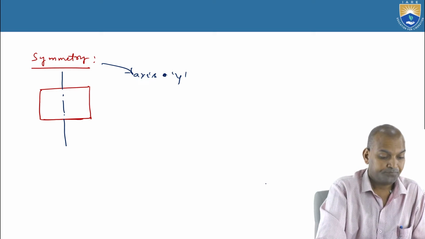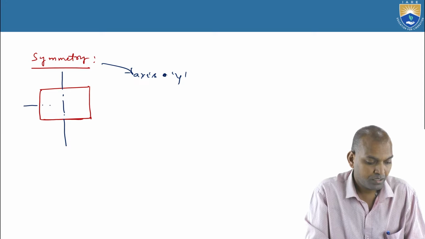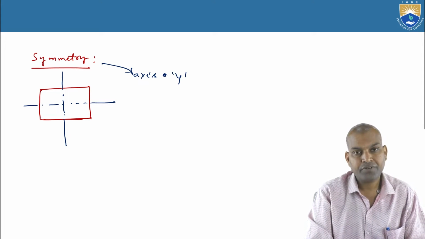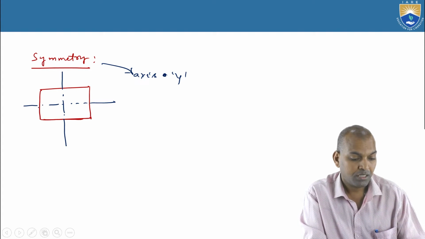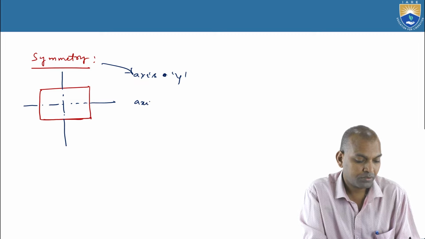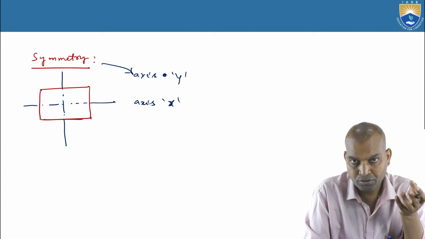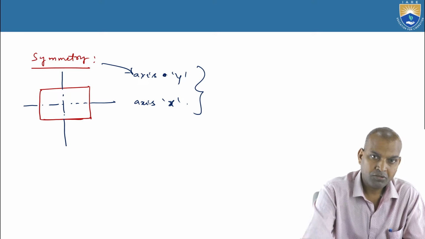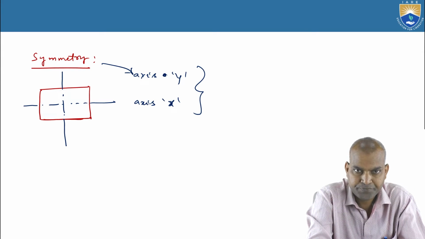Next, the same rectangle, if you fold horizontally, the top and bottom faces should have equal dimensions, equal geometry. Then it means it is symmetrical about axis X. So the rectangle is symmetrical about both X and Y axes.